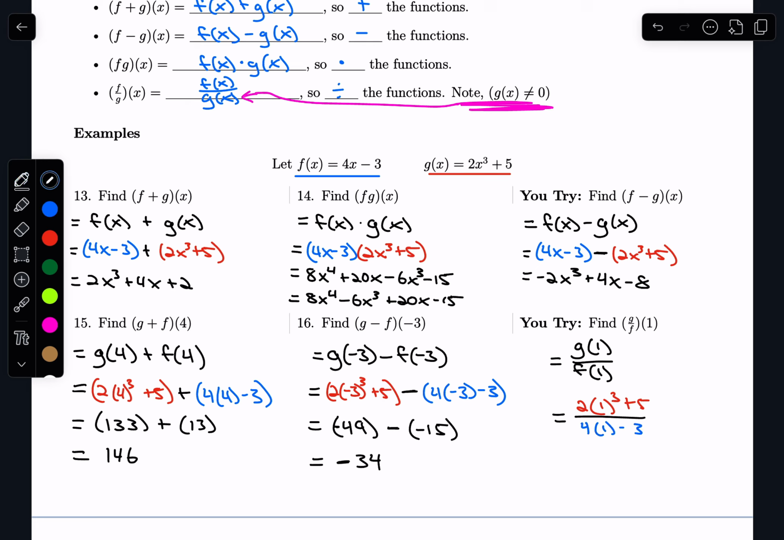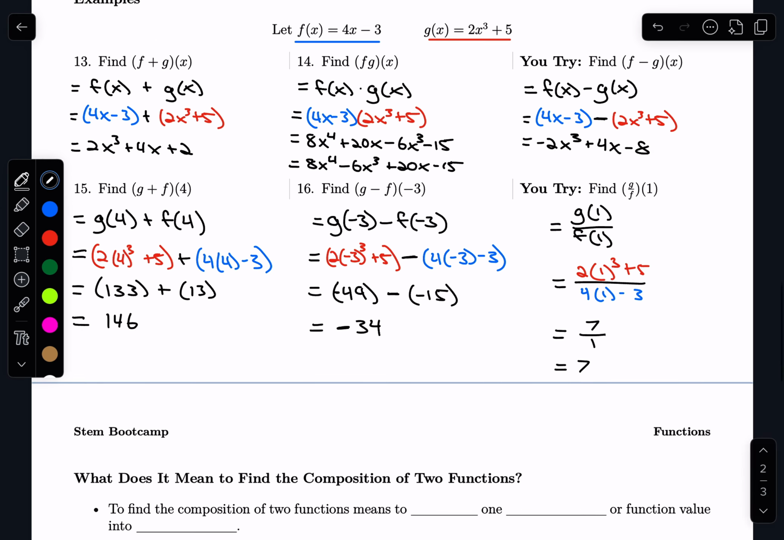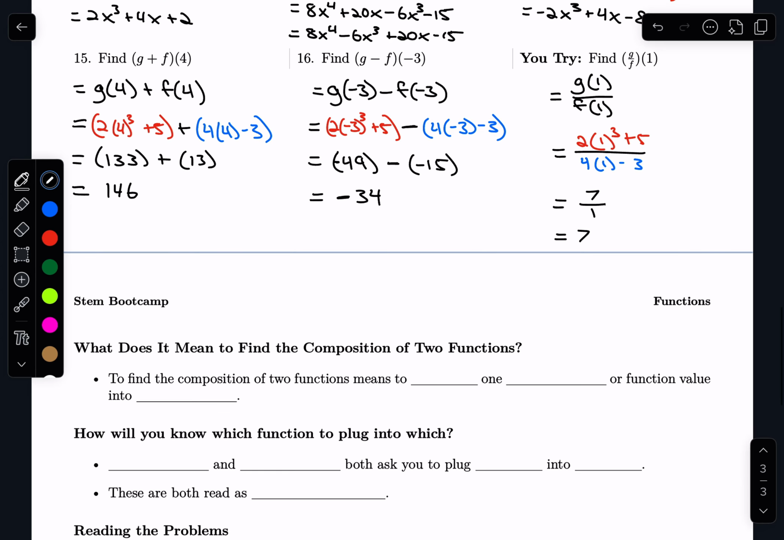So if we do a little simplification here, on top, 1 cubed is just 1, and 1 times 2 is 2. So 2 plus 5 gives us 7 on top. And on bottom, we have 4 minus 3, which is 1. So we can just write that as just plain old 7. We don't need that 1 in the denominator. All right, that was fun. We actually got to do some algebra there, so that was a good time. Let's go ahead and move on now to composition.